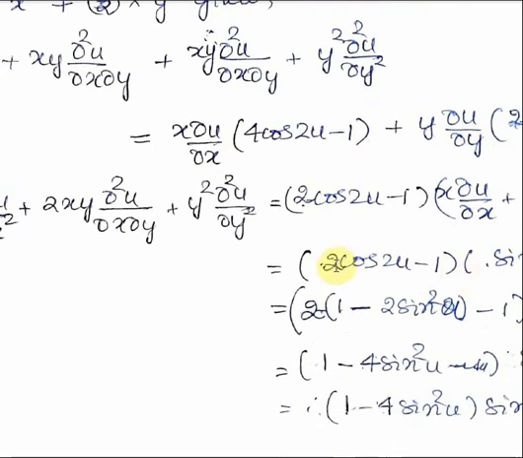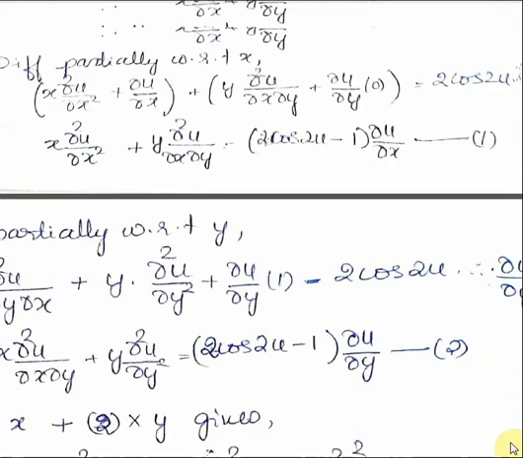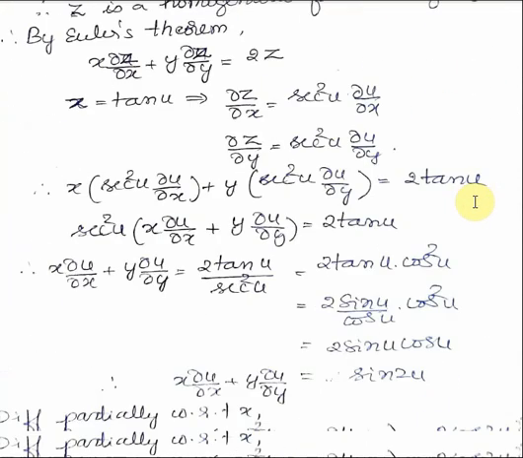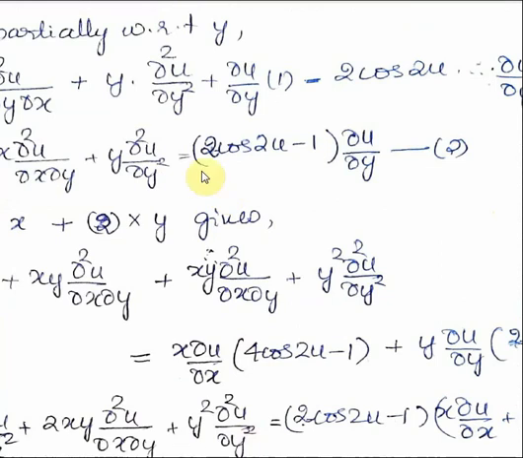So when I multiply, 2 into 2 is 4, 2 into 1 is 2, minus 1 becomes 1. So this becomes minus 4 sin square u into sin 2u. Therefore, this is 1 minus 4 sin square u into sin 2u, which is nothing but the required result. So 1 minus 4 sin square into sin 2u. I think you'll have to just make this correction over here. This is 2 cos 2u, not 4 cos 2u.